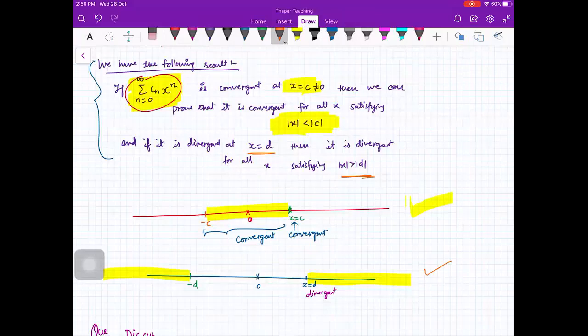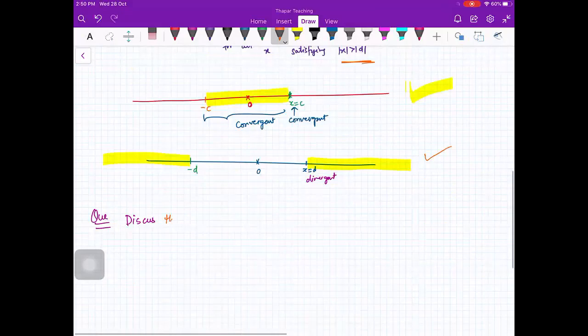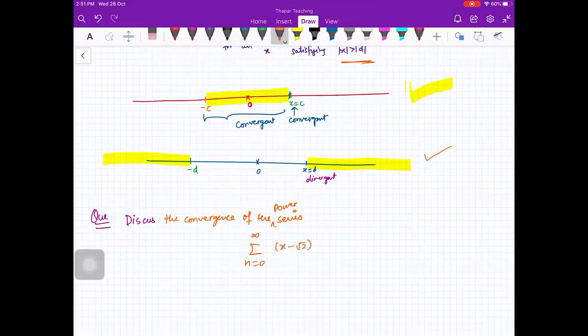Okay, so let us do one problem. The question is, discuss the convergence of the power series summation n from 0 to infinity x minus root 2 raised to power 2n plus 1 upon 2 raised to power n. You may also be asked to find out the center, radius, and interval of convergence. This may be the statement of the problem.